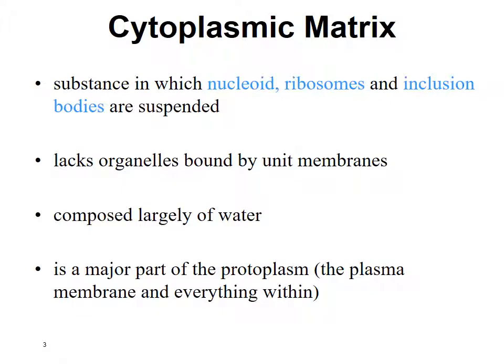The cytoplasmic matrix, or the cytoplasm, is simply the substance in which the nucleoid, ribosomes and inclusion bodies are suspended. Prokaryotic cells lack organelles, and of course organelles are structures bound by unit membranes. Prokaryotic cells are composed largely of water. In fact, about 70% of bacterial mass is water. The cytoplasmic matrix is a major part of the protoplasm, that is, the plasma membrane and everything within.